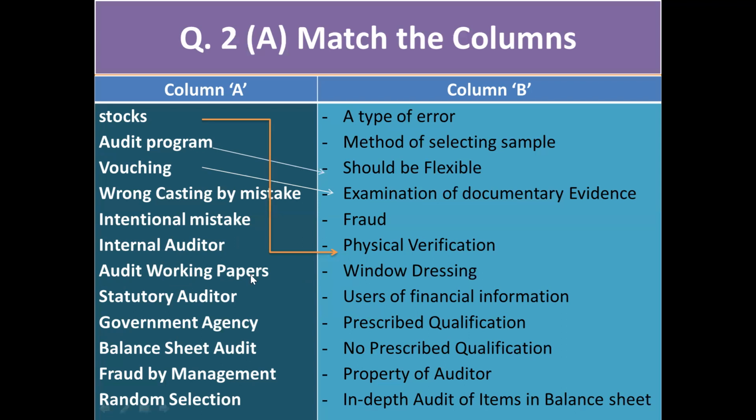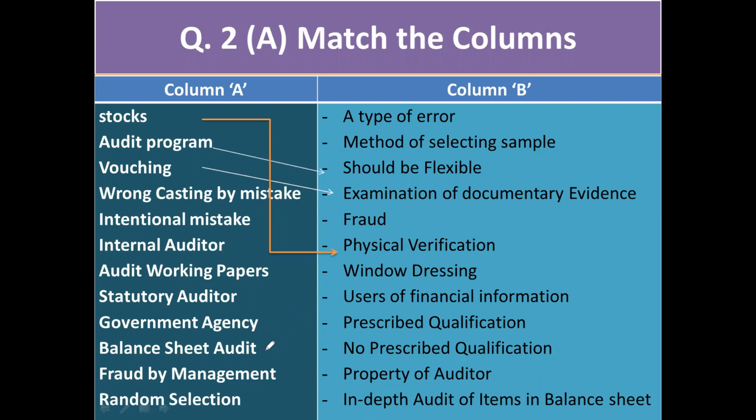Then the audit working paper is a property of auditor. This is the right answer. Then statutory auditor, prescribed qualification. This is the answer. Okay. Then the government agency. What about the government agency? Government agency, yeah, this is user of financial information. The government agency means user of financial information. This is the right one.